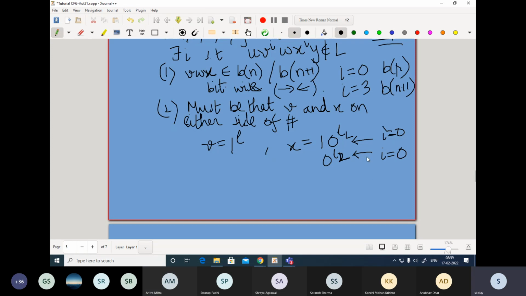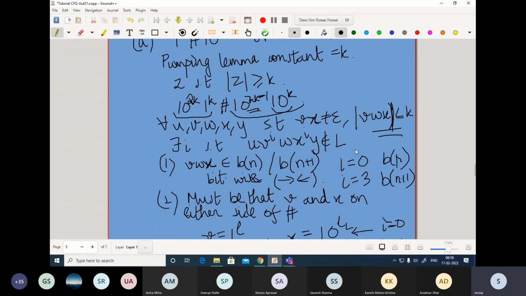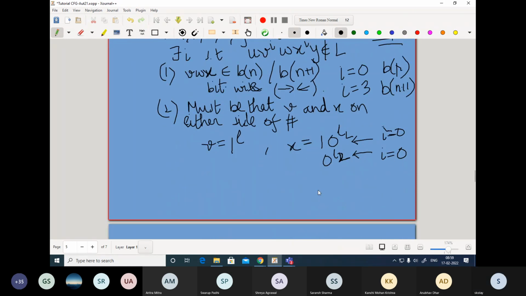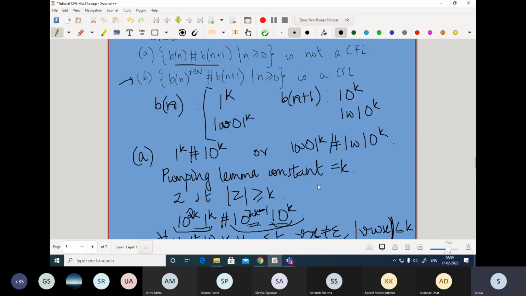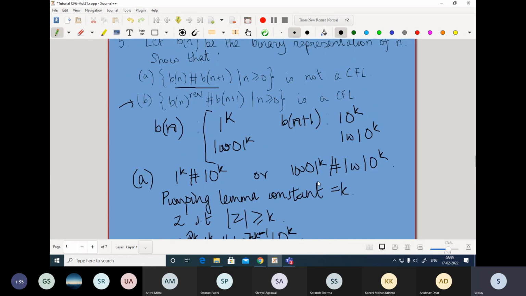If I pump these things out, then notice that the structure, the left hand side and right hand side, will not be the binary representations of n and n plus 1. If you look at the last 0 and the last 1 and the last 0 in the left hand side and the right hand side, then they will not match in the correct places. Okay, so by the pumping lemma we showed that the first language is not a context free language. What about the second language?